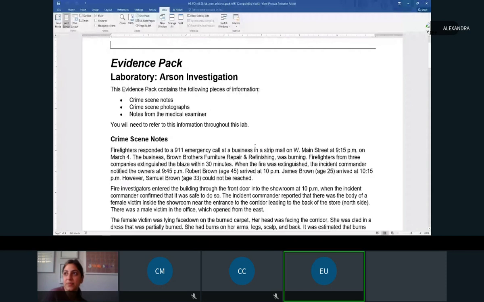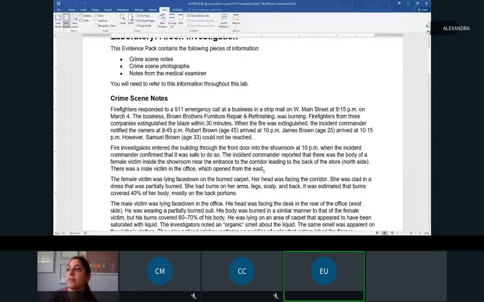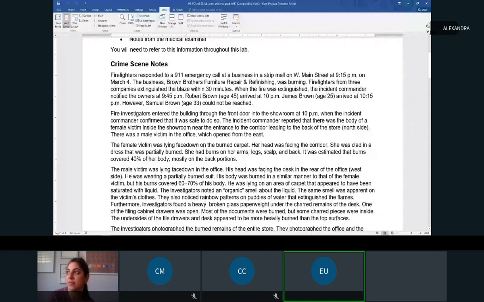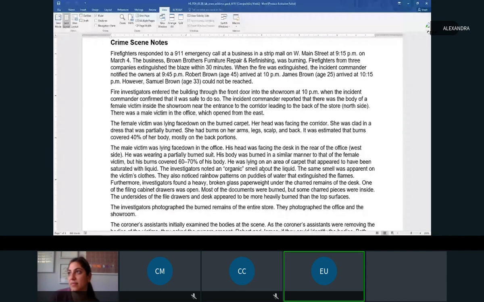Correct. Yes. Okay. Firefighters responded to a 911 emergency call at a business in a strip mall on W Main Street at 9:15 p.m. on March 4th. The business, Brown Brothers Furniture Repair and Refinishing, was burning. Firefighters from 3 companies extinguished the blaze within 30 minutes. When the fire was extinguished, the incident commander notified the owners at 9:45 p.m. Robert Brown, age 45, arrived at 10 p.m. James Brown, age 25, arrived at 10:15 p.m. However, Samuel Brown, age 33, could not be reached.